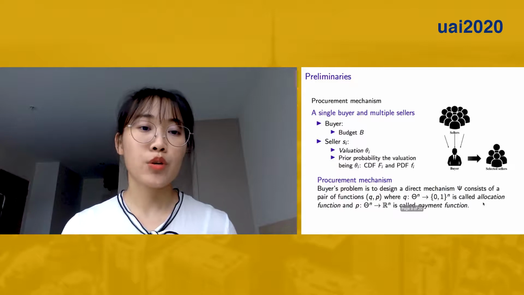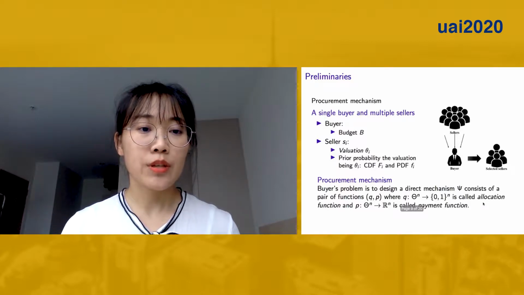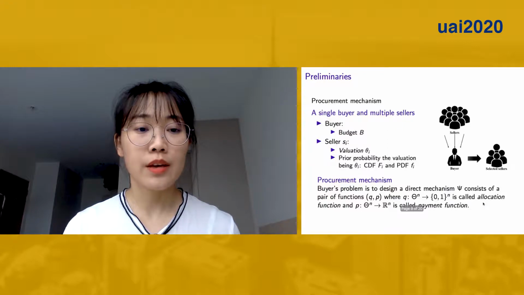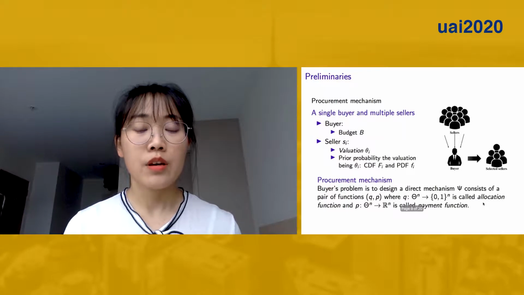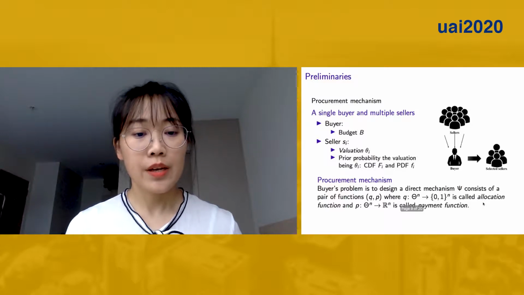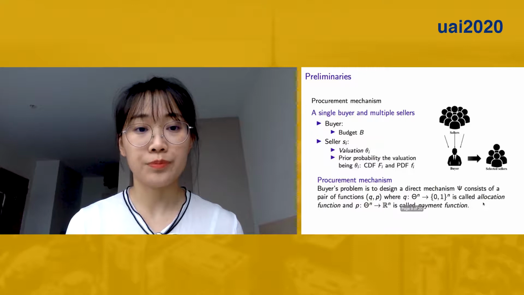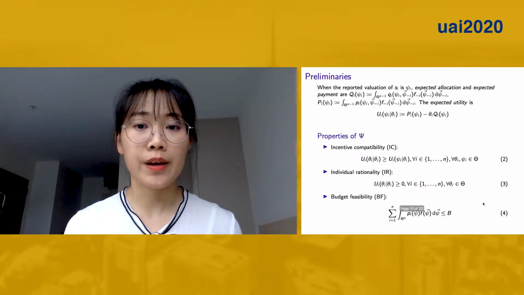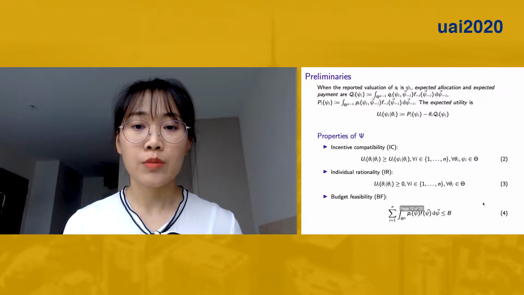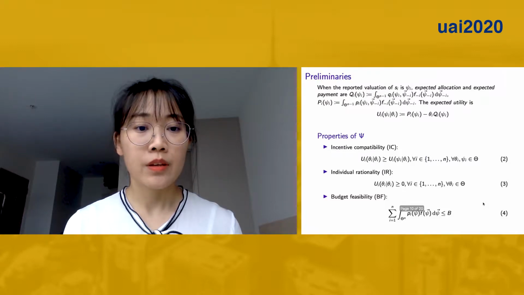The next is about procurement mechanism. Now consider a trade between a single buyer and multiple sellers, and the buyer has a budget for the procurement, and each seller has a valuation of the item. The valuation is hidden information, but the probability distribution about the valuation is publicly known. The buyer's problem is to design a direct mechanism that consists of an allocation function and a payment function, and the buyer would like to maximize the expected utility.